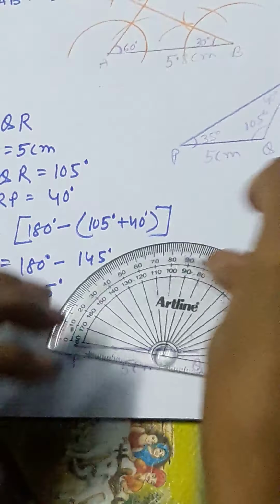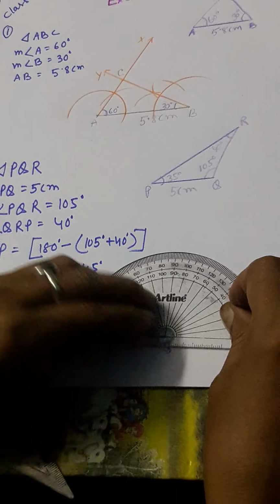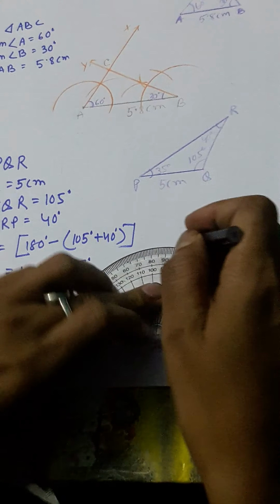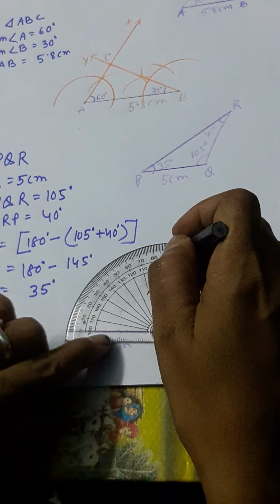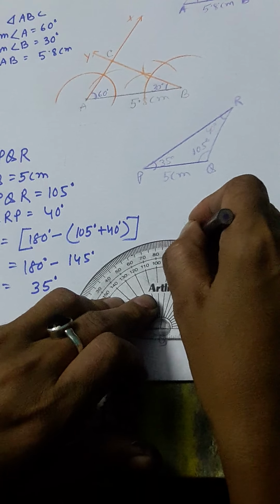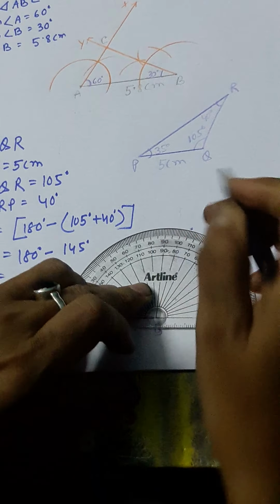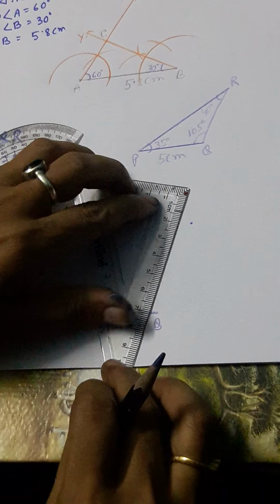Now angle Q has been given as 105 degrees. So let's use your protractor to mark angle 105 degrees. As this is the baseline, from 0 we will start counting and we will come up to 105. Yes, this is the point I have got to mark 105. Now join Q and that point.